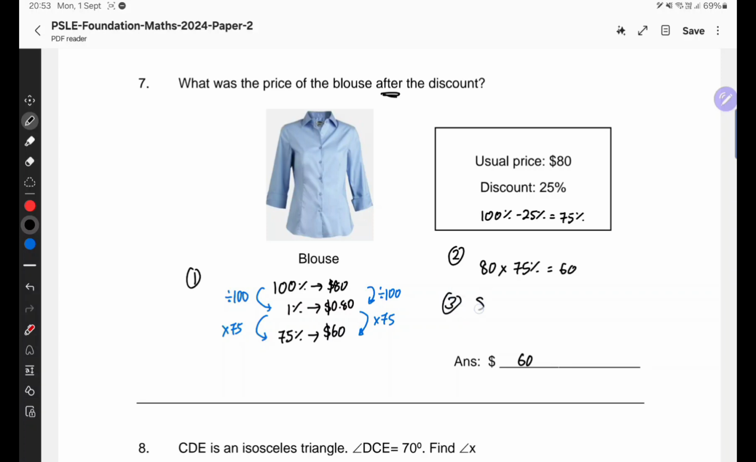Or even 80 times 25%, which is equal to $20. And then 80 minus away the $20, because our $20 is the discount price. So 80 minus 20 is 60. So in this case, there are 3 different methods, and you can choose which one you prefer to use. But normally, I recommend my students to do method 1 instead of 2 and 3.